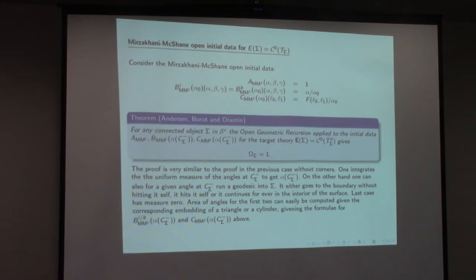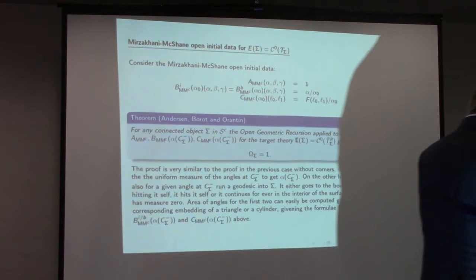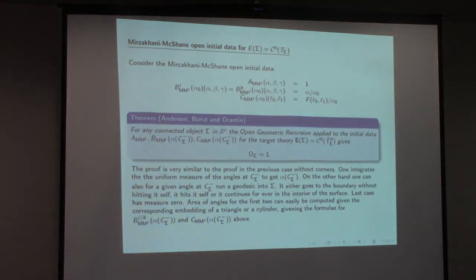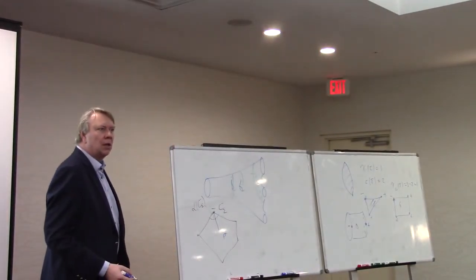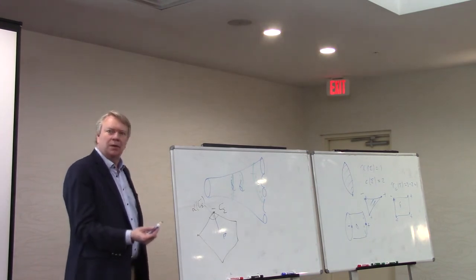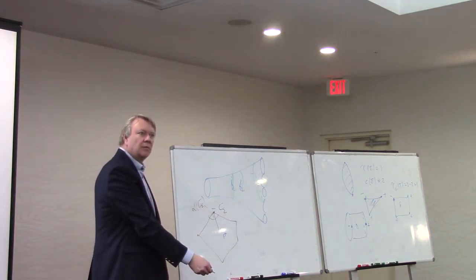So yeah, I think it's completely new. And the proof is actually again the same. What you simply do is you just say, well, if I take a uniform measure on angles here and I integrate it up, I will of course get alpha. But now let's try to do the same game again. For any point here, so for any angle, I shoot a geodesic into the surface. And so again, 3 things can happen. It can go to the boundary.